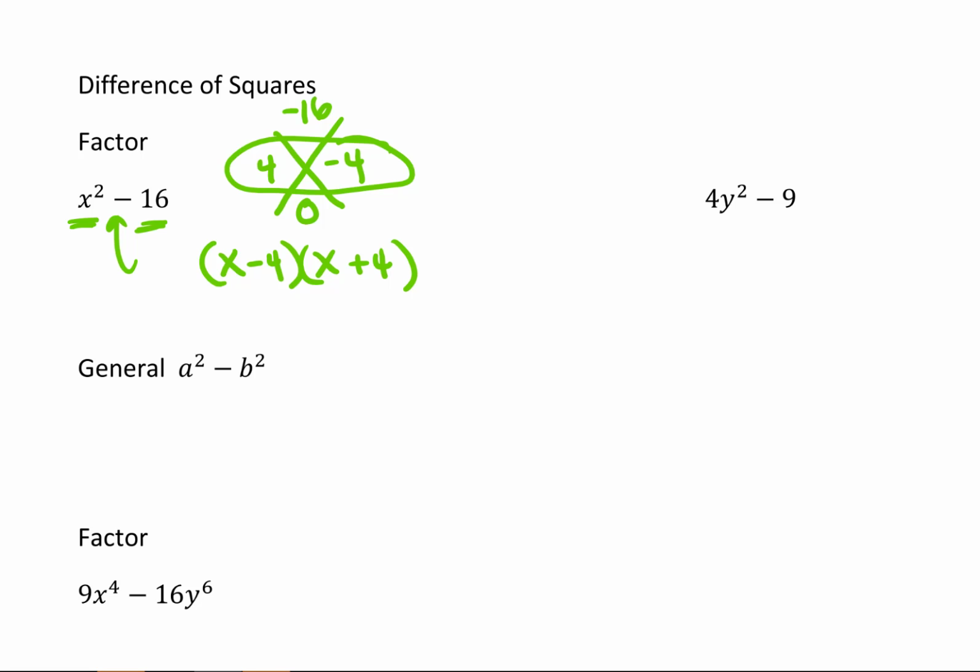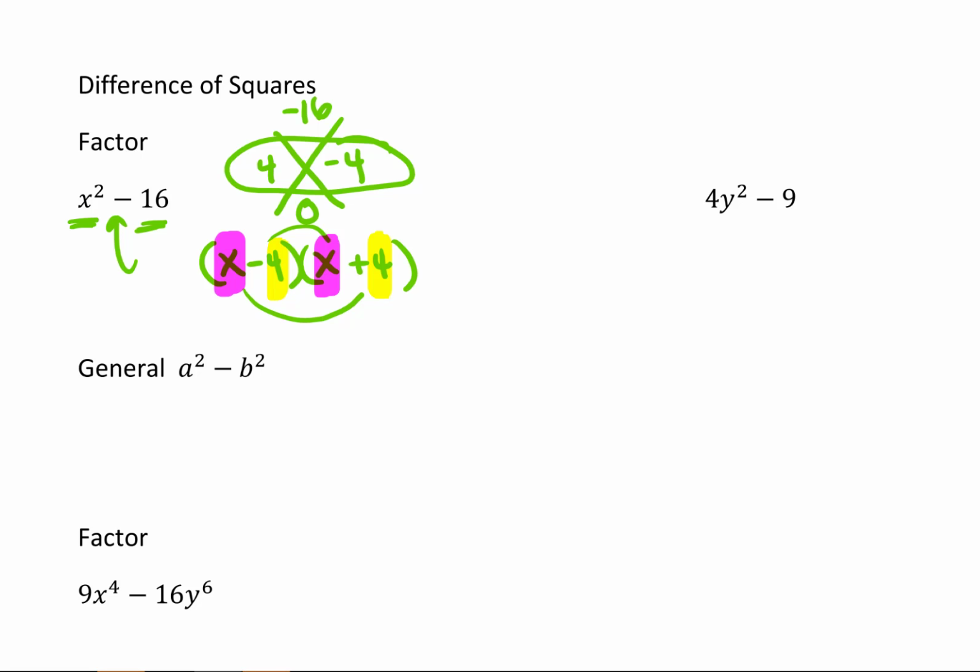We get a 0 when we FOIL because we end up multiplying together 4x and -4x, which cancel each other out. A difference of perfect squares is always identical at the front, so x and x, identical at the back of the factor, 4 and 4, and the only difference is that one sign is positive and one sign is negative.